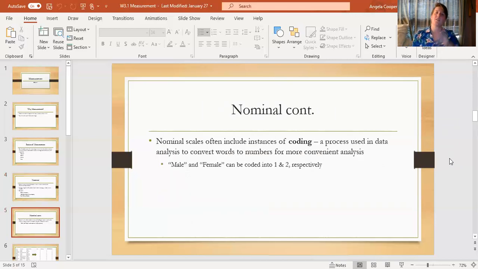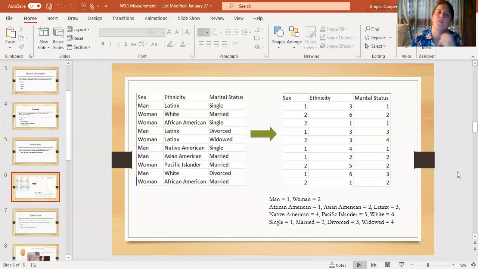So nominal scales are also used oftentimes for coding. Nominal scales of measurement can be changed into numbers if they weren't already. So when we have a data set, let's say we create a survey and we export the data onto Excel, and Excel just spits out all the information. Let's say we ask questions about people's marital status, their gender, and their ethnicity. When we first download it from Excel, it can say, oh, Latinx, single, woman, white, married, down the line, et cetera. But we can change that to be coded into numbers.